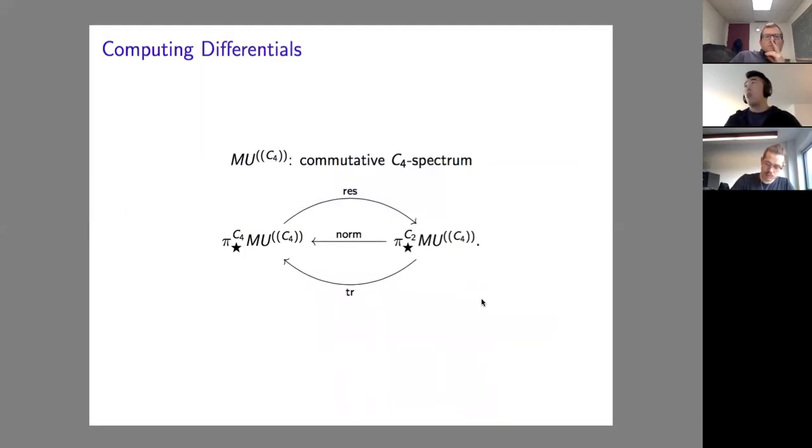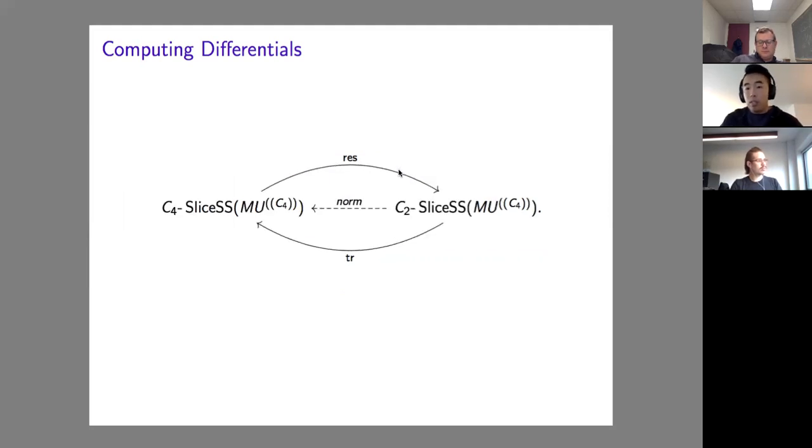Okay, so what are some techniques for computing the slice differentials? I'm just going to take MUC4 as an example because all of the computations I'm going to show you are C4 equivariant. There are restriction and transfer maps between the homotopy groups. And there's also a norm map that comes from the fact that MUC4 is a commutative C4 spectrum. And this induces maps of spectral sequences.